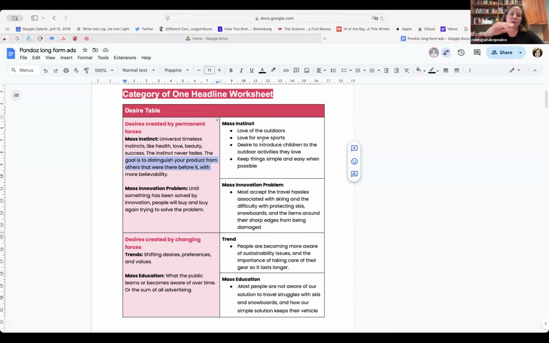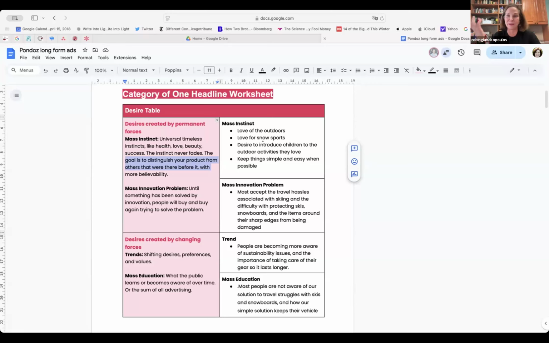So we definitely are in levels 1 and 2. For the mass instinct, I had love of the outdoors, love for snow sports, desire to introduce children to activities they love, and make travel easier. But then I wondered, because we've been focusing on the travel aspect and protecting your gear and everything around it, whether it's your upholstery or clothes. Somebody told me they loved that their dog wasn't going to get injured by their skis in their vehicle. Maybe it's really that these products are simple and easy to use, as opposed to when people wrap their gear, their tips and tails and bindings.